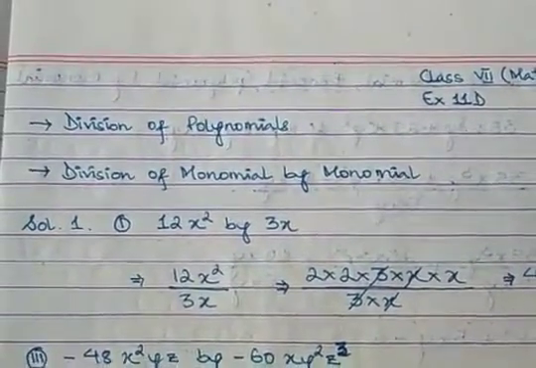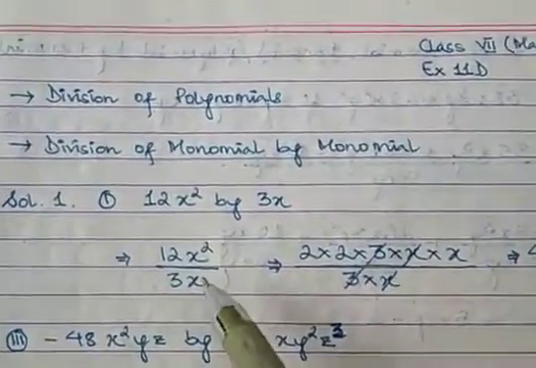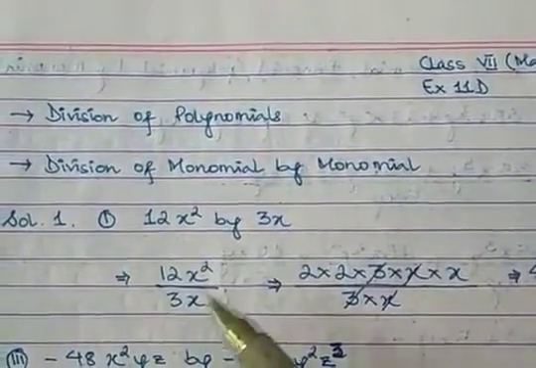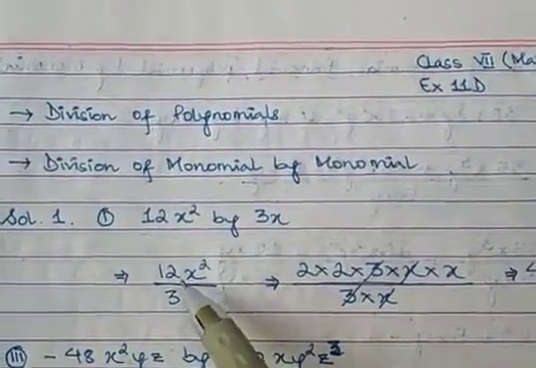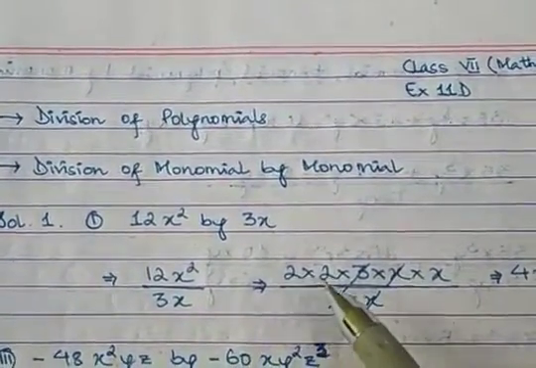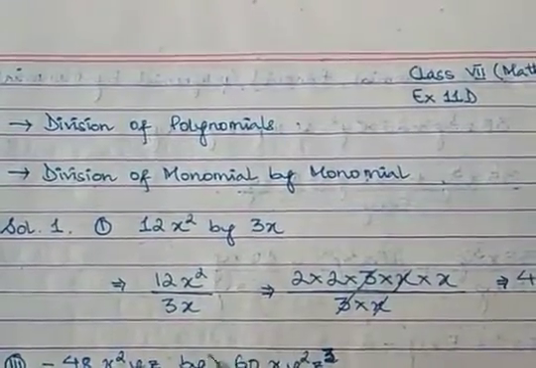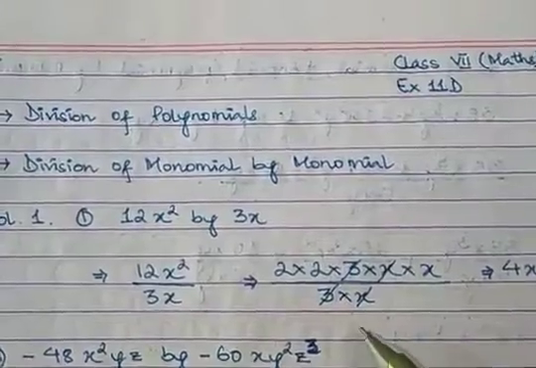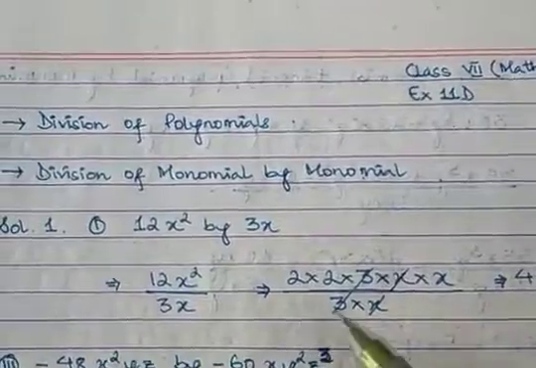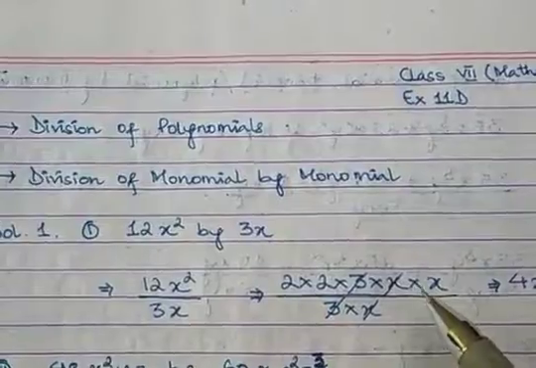So for 12x squared by 3x, what I have done here is I have written it in the fractional form. See, 12x squared divided by 3x, isn't it? After the fractional form, I can take the prime factors of the constant term. I have written 12 as 2 into 2 into 3, and as we know, x squared can be written as x into x. So I have simplified 12x squared and written it in factor form: 2 into 2 into 3 and x into x.